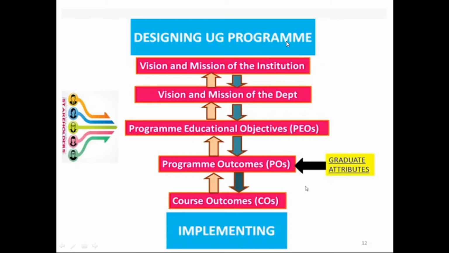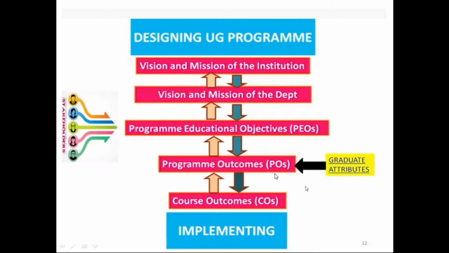So designing our UG program, there is a top-down approach. Based on the stakeholders already told, management and academician, alumni, employer and parents. Based on their feedback and other survey, we have to define the vision and mission of the institution. Based on the institution, we have to define the vision and mission of the department. Based on this, we have to define program objectives.